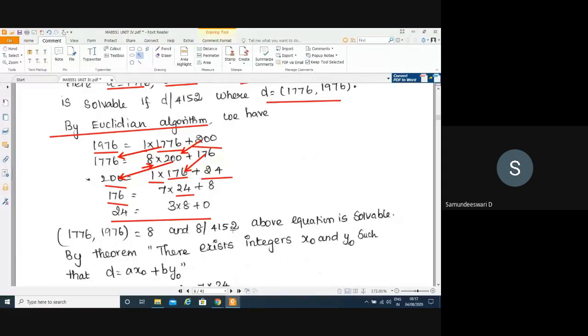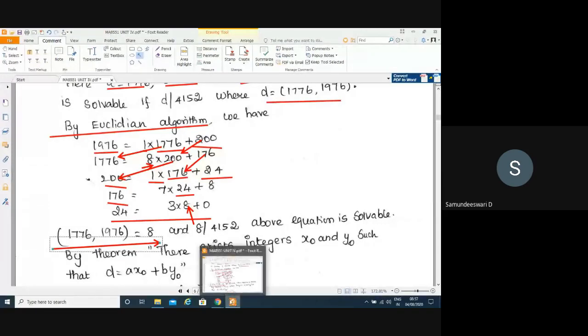What is the divisor in the last step? 8 is the divisor in the last step. So now 8 is the GCD of A and B, that is 1776 and 1976. This is the Euclidean algorithm. Dividend equals divisor into quotient plus remainder, that is the format. If the last remainder occurs as 0, then that divisor is called the GCD. Here the divisor is 8, so 8 is the GCD of these two numbers.